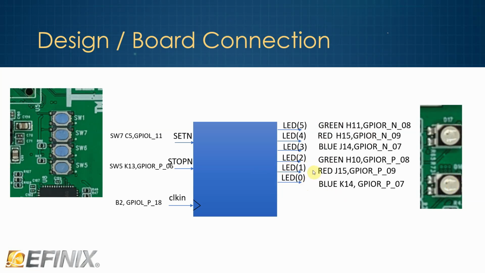The lower bits go to blue, red, and green, K14, J15, H10. And the upper bits going to blue, red, and green, J14, H15, H11. And then connected to the D17 of the RGB LED. Means the lower RGB LED will change the color faster than the upper one, the D17.